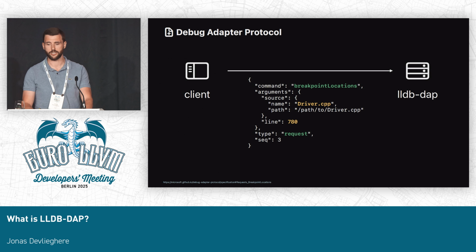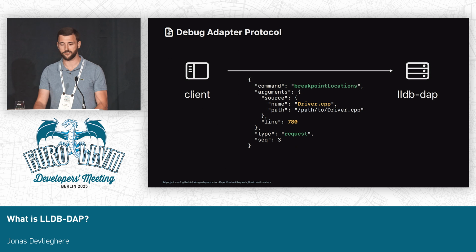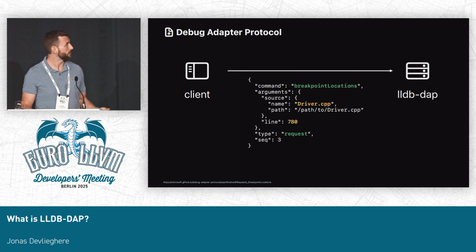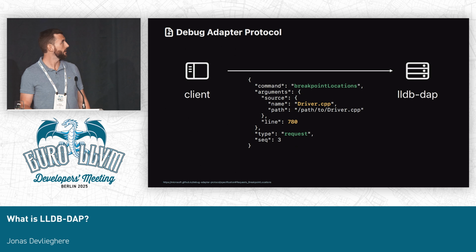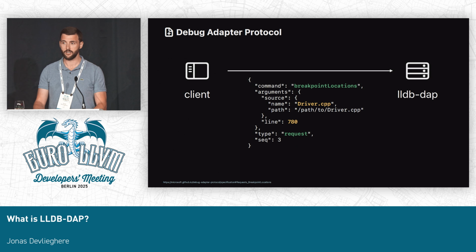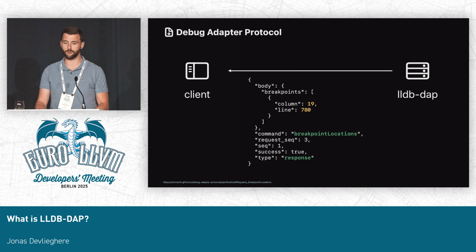I went with breakpoint locations because it's simple and fits on a slide. The purpose of this request is to get all the locations for a source breakpoint. In this particular case, I'm looking for a breakpoint in driver.cpp on line 780. The protocol defines the arguments to this request. This is fixed, and in our case, we have a path, a name, and a line number. It's going to send that off to the debug adapter, which is going to look at this request, handle it by passing it off to the debug implementation, and then send a response.